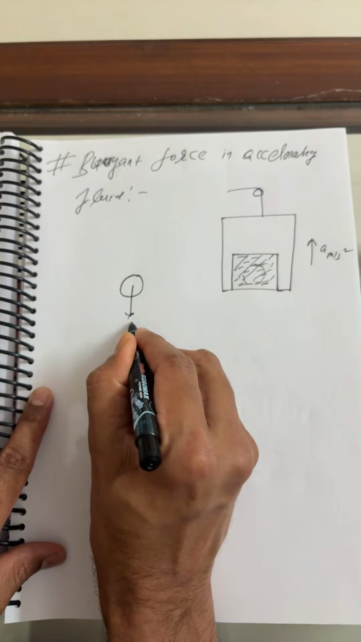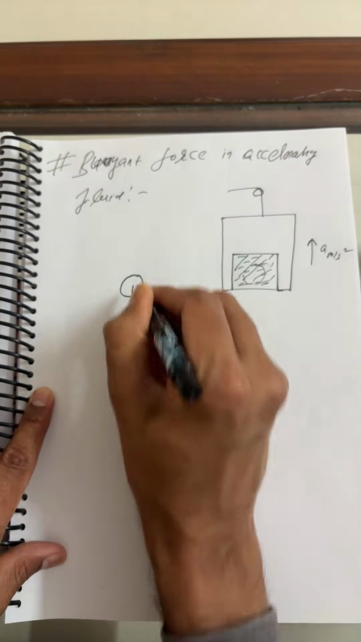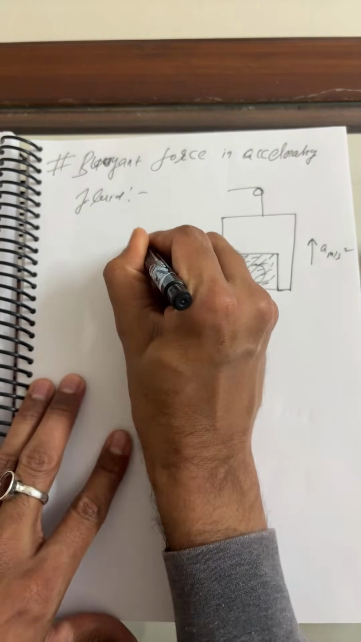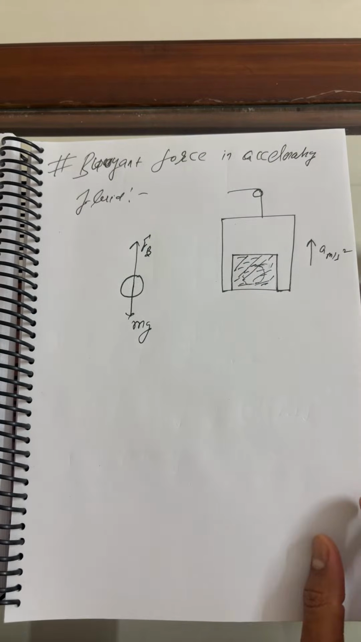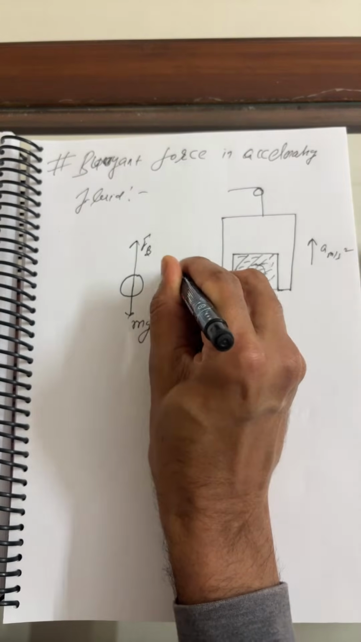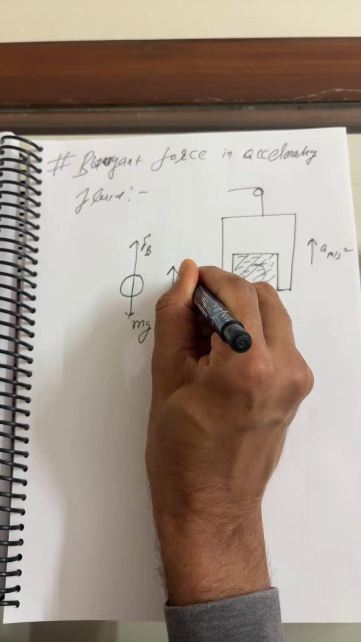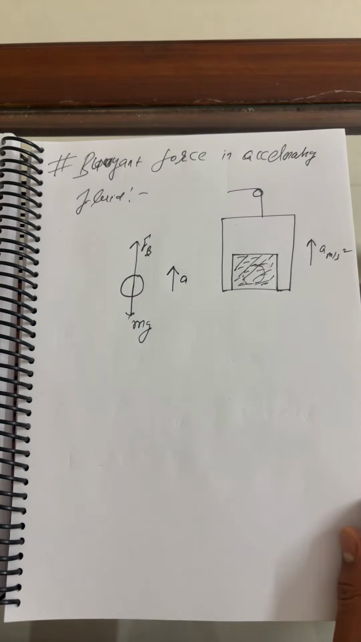So now, beta, this is the mg force acting in this direction. This is what you can say is the buoyancy force acting in the upward direction. The entire system is in motion, in the upward direction with acceleration a.